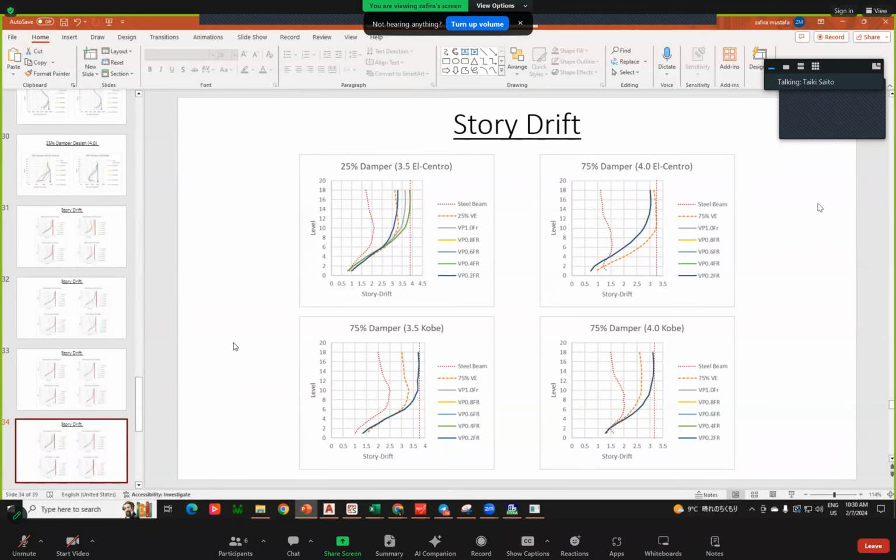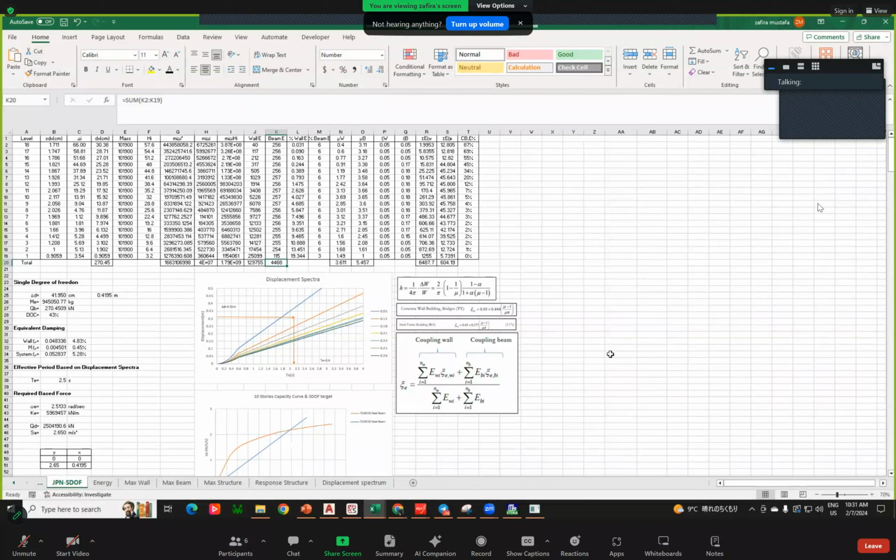So, for example, this one is for the coupling beam. So we have wall and coupling beam. So the input will be the total of these two. Could you go back to the formula again?